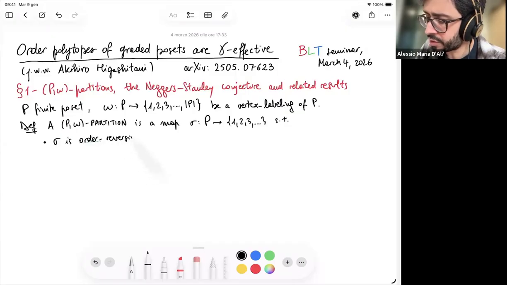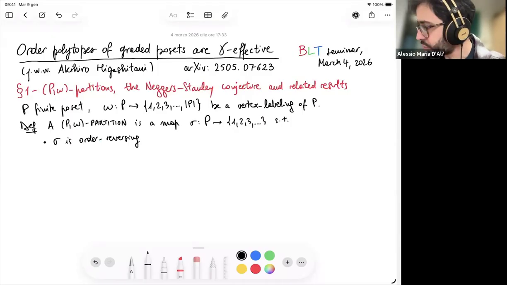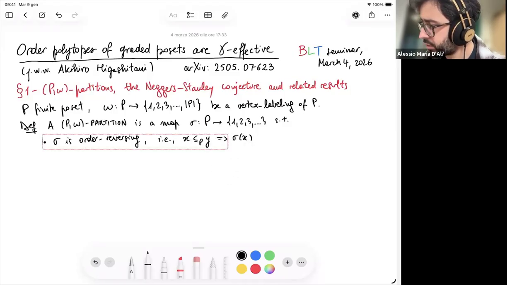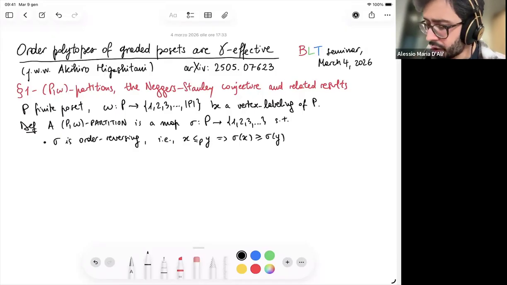So this first condition has nothing to do with omega. It's just something about the poset itself. So I want that whenever x is less than y, then I get the opposite inequality for sigma. Why the opposite one would be a good question. I don't really have a good answer for that. Depending on the author, you can find both conventions, but I think that in this particular setting, it's usually the order reversing business. So that's for the first one.